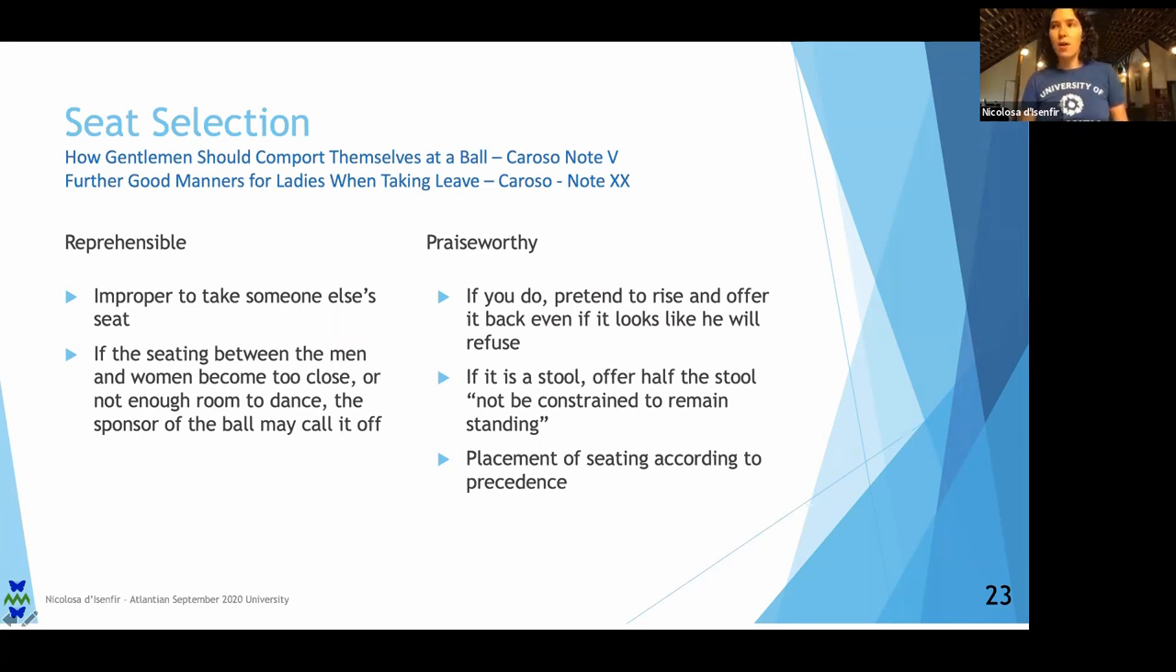Where it is in the hall matters, but there also just may not be enough seats. You can imagine this if you've had siblings, where you call dibs on your seat. It should stay open, but as you can imagine, your siblings also do not listen to the fact that you have dibs on your seat, and they will in fact take it. However, this is considered improper, to take somebody else's seat at the hall. I mentioned earlier, if the seating gets too close, the sponsor will call off the ball, and this is mentioned in one of the notes.